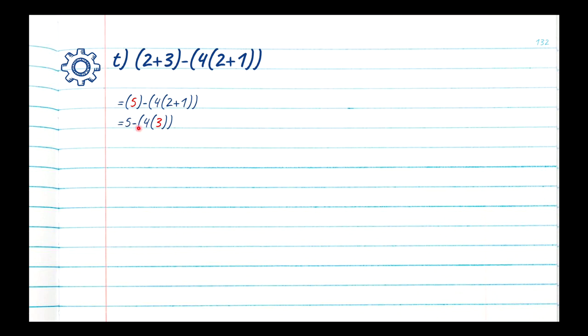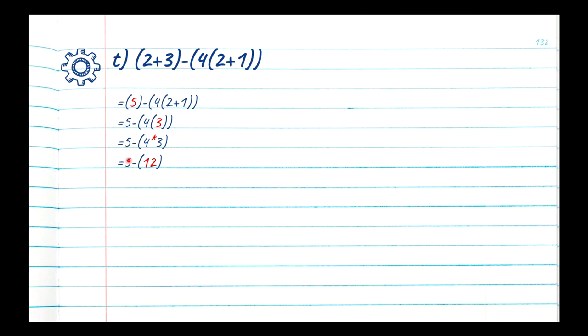5 minus an opening bracket, 4, opening bracket. So the thing we want to solve first is the innermost bracket. So this is the innermost bracket. And we can see that there's a 4 directly beside a 3. A bracket directly beside a number means we're expanding, so 4 times 3, because expanding means multiplying. 4 times 3 is equal to 12, and of course we're always dropping the rest of the equation.